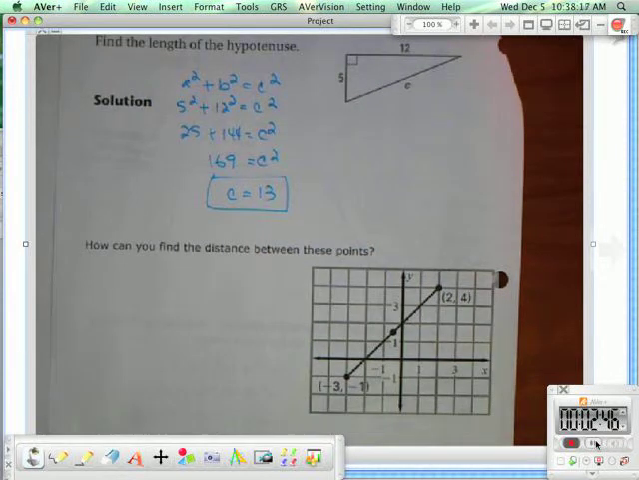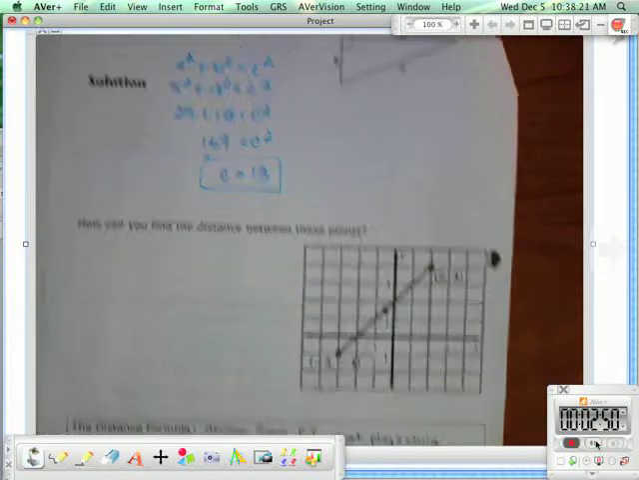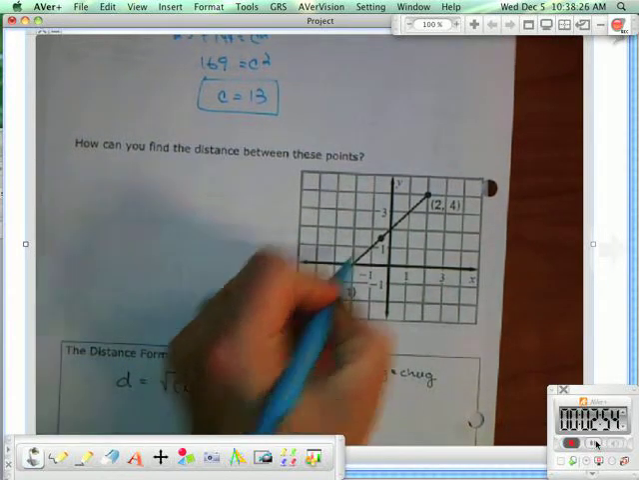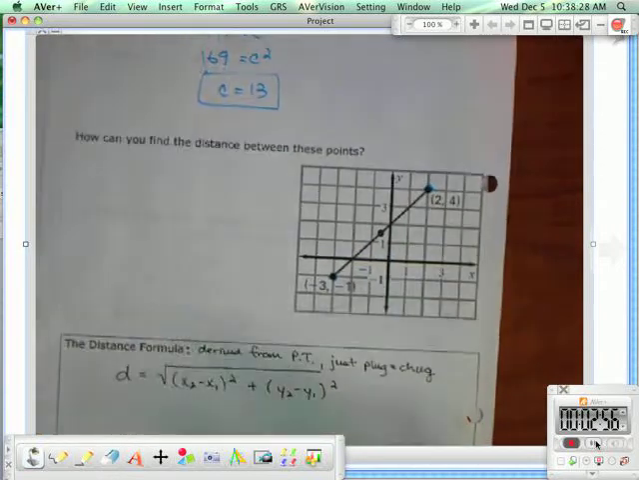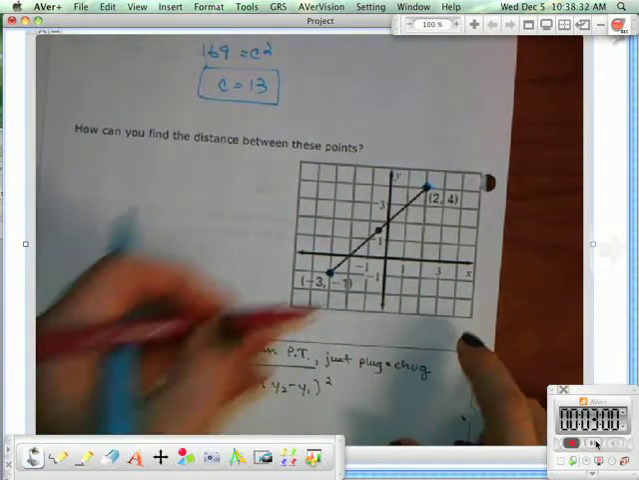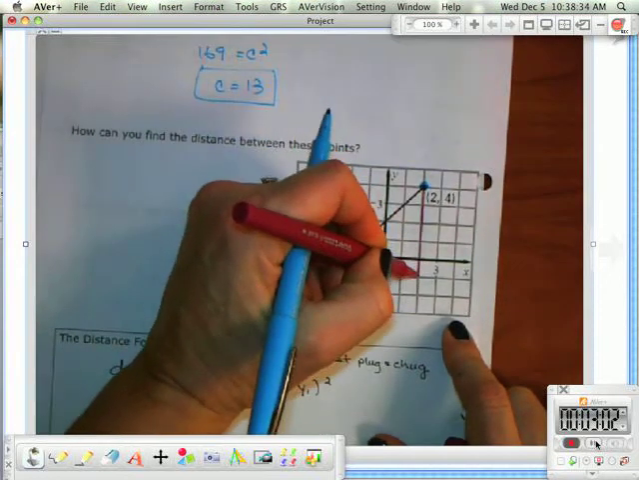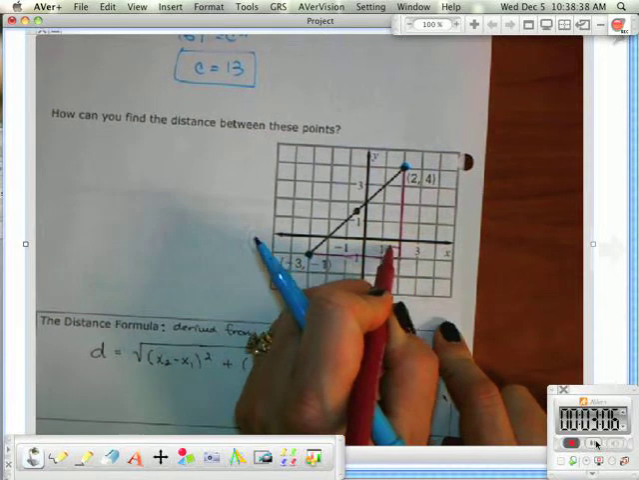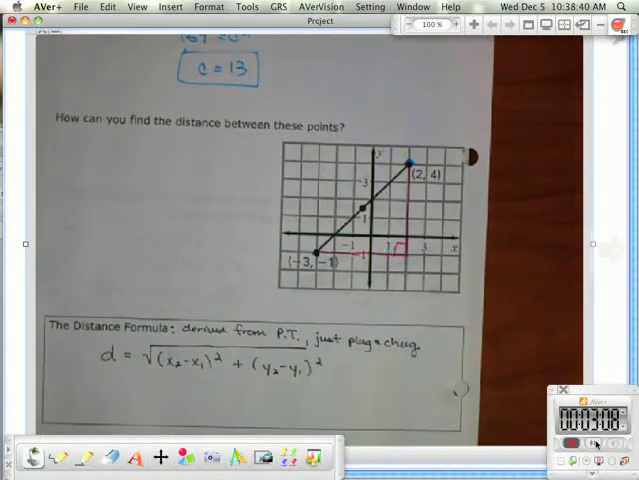All right, let's see how we can use this now on a graph. Ready? Now we're going to find the distance between 2 points. We have this point and this point, and we need to find the distance between them. You ready for some magic? Look what happens when I draw a straight line down and a straight line over from those 2 points. What kind of triangle do I have? A right triangle.